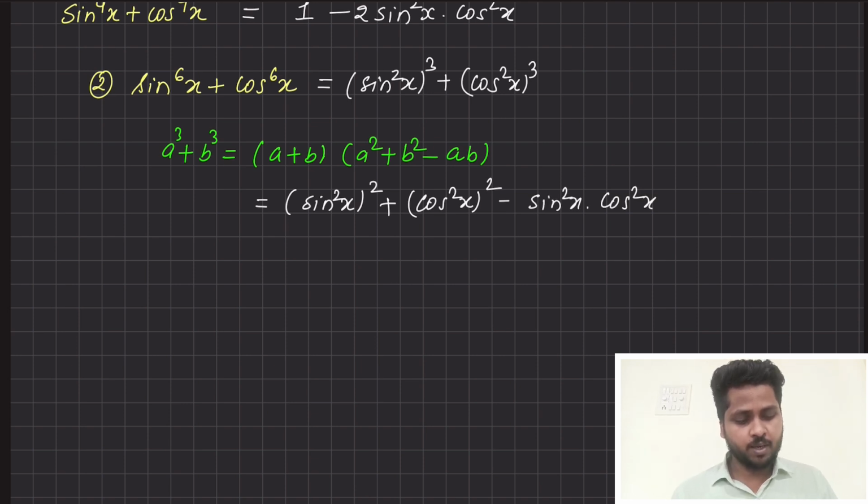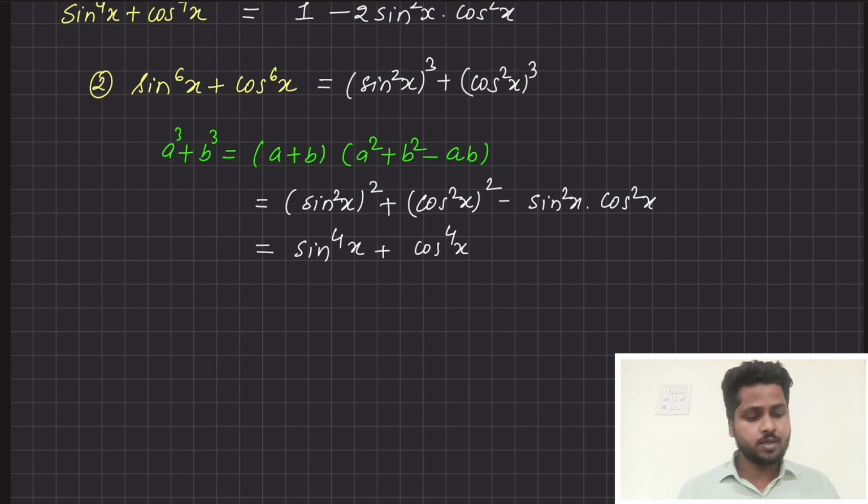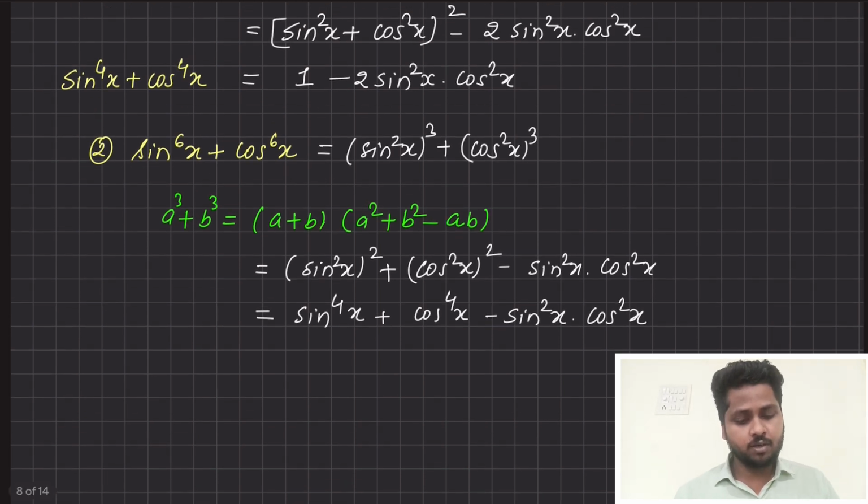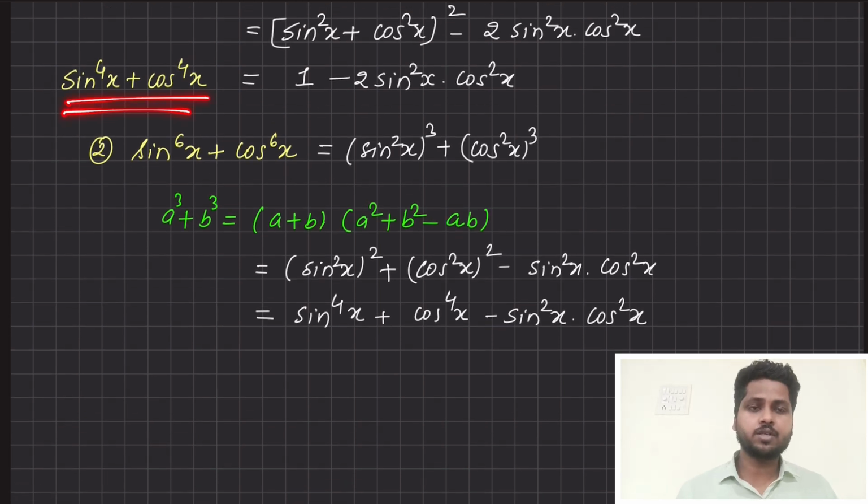So this will be same as sine raised to 4x plus cos raised to 4x minus sine square x into cos square x. Earlier we had found the value of sine raised to 4x plus cos raised to 4x as 1 minus 2 sine square x into cos square x.